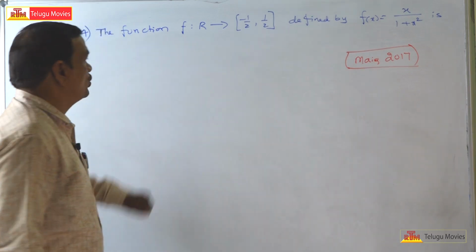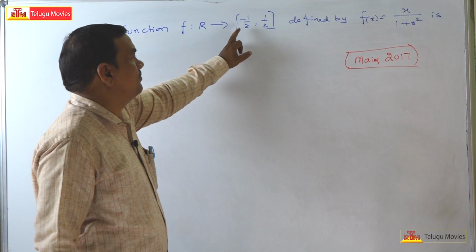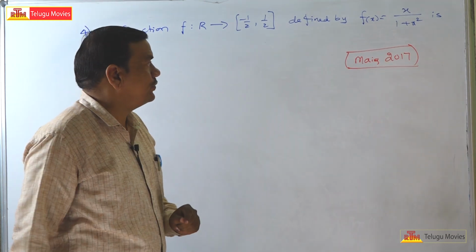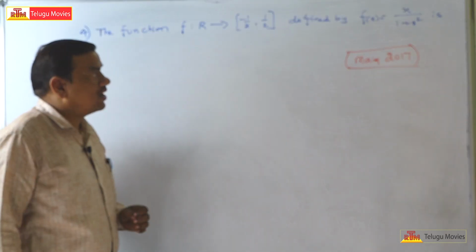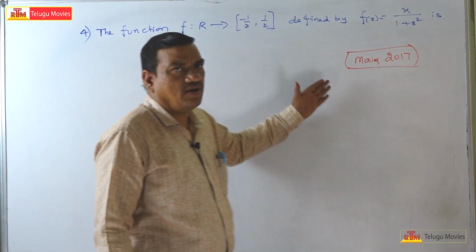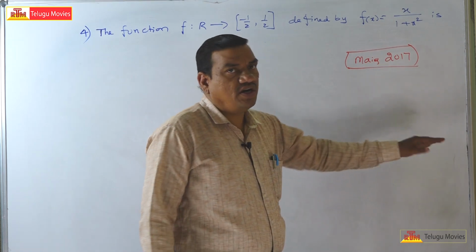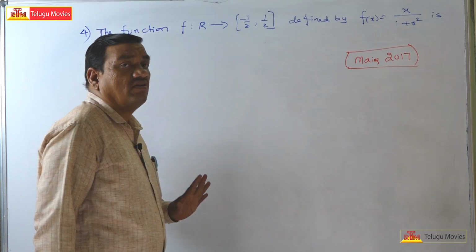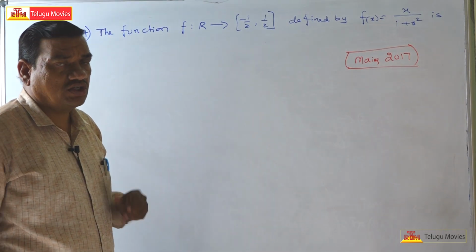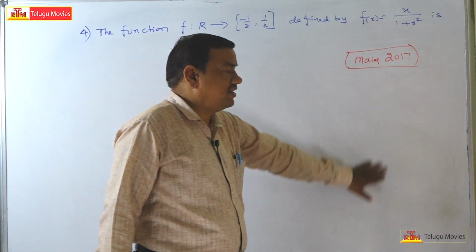Welcome to the fourth problem. The function f defined from R from minus 1 by 2 to 1 by 2 defined by f of x is equal to x by 1 upon x square. The options are: A, one-one; B, onto; C, both one-one and onto; D, neither one-one nor onto. On the whole we have to check whether it is a one-one function or onto function, and if it is both one-one and onto, invertible or not. So that's why I am not writing the options.